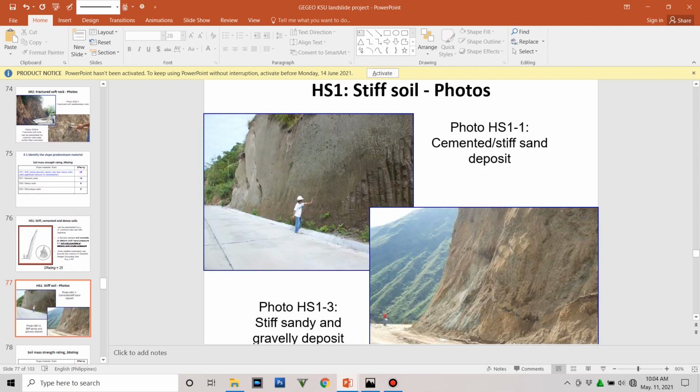So these are the sample photos of the stiff soils. You can see here that some of the stiff soil could withstand a steeper slope. However, with this kind of material, of course, nakita natin yung score is 25. Masyadong matarik. Medyo vulnerable pa rin yun sa landslide.